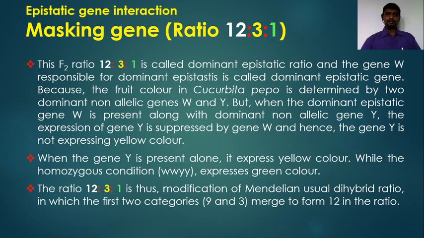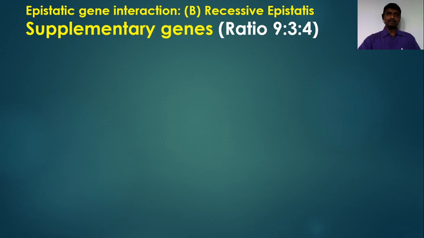The ratio 12:3:1 is thus a modification of the usual Mendelian dihybrid ratio, that is 9:3:3:1, in which the first two categories, that is 9 and 3, merge to form 12 in the ratio. As you know, the classical Mendelian dihybrid ratio is 9:3:3:1. But in the case of a masking gene, due to dominant epistasis, the first two categories 9 and 3 are merged together to form 9 plus 3, that is 12, in the ratio of 12:3:1. So this is about the masking genes.